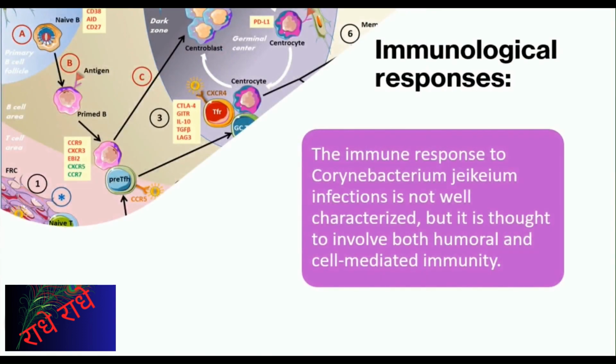The immune response to Corynebacterium jeikeium infections is not fully understood, but it is believed to involve both humoral and cell-mediated immunity. This means that both antibodies and immune cells play a role in fighting against the infection caused by this bacterium. However, further research is needed to fully characterize the immune response to Corynebacterium jeikeium.